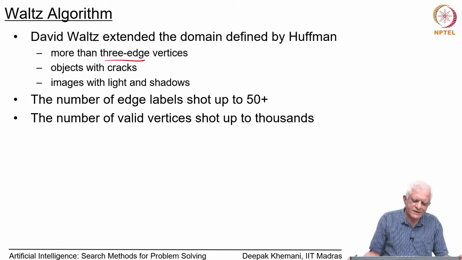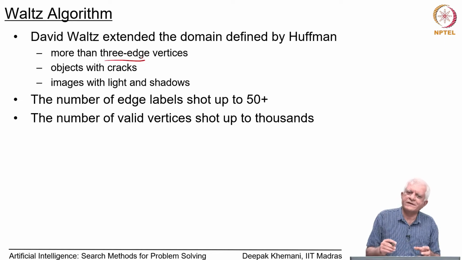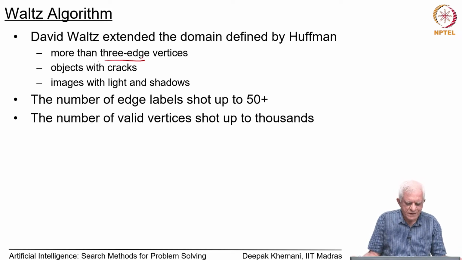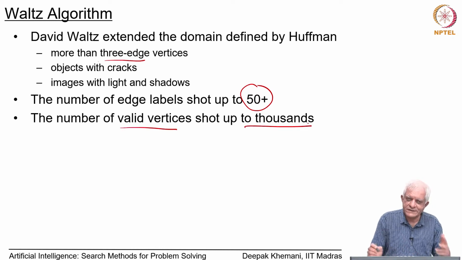He said let us also consider cracks. So, a crack will be seen as a line in the line drawing, and he said also let us consider light and shadows, because they will also be seen as line drawings. So, we are assuming that some kind of image processing activity has happened, edge extraction has happened, and what you are given is a line drawing, and the task is to label the edges of those lines essentially, which means label the vertices also. But now the number of edge labels shot up to 50 plus. In Huffman's problem, there were 4, 2 arrows and plus and minus, but now they are more than 50, and the number of valid vertices shot into thousands essentially. So, it is a huge problem that David Waltz worked on.